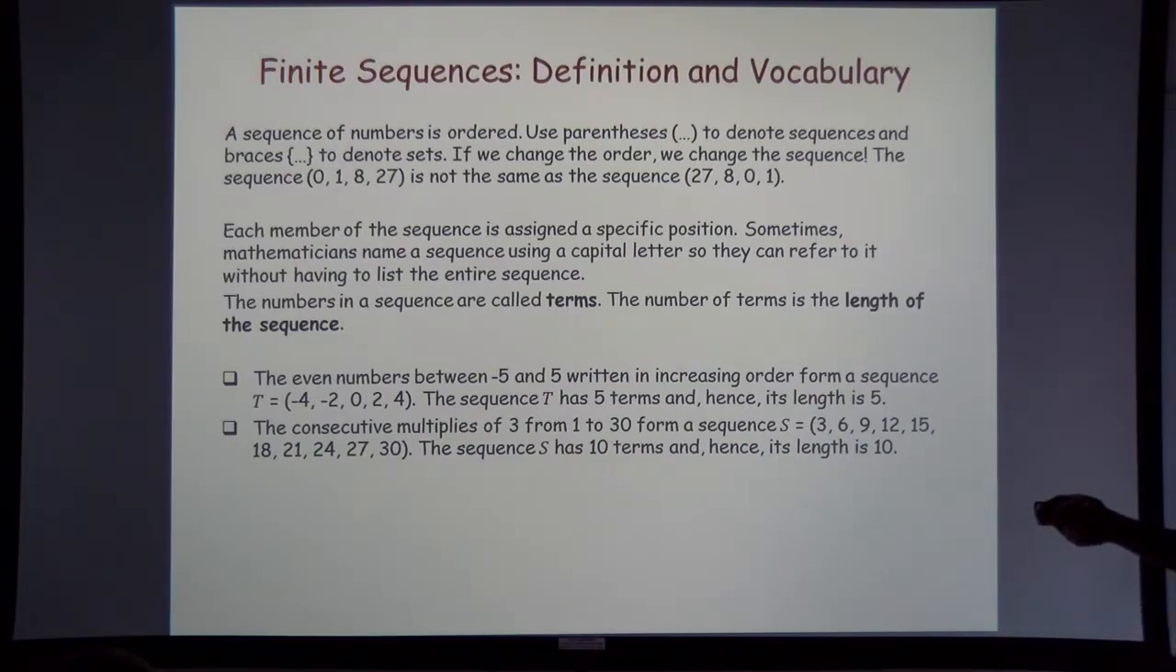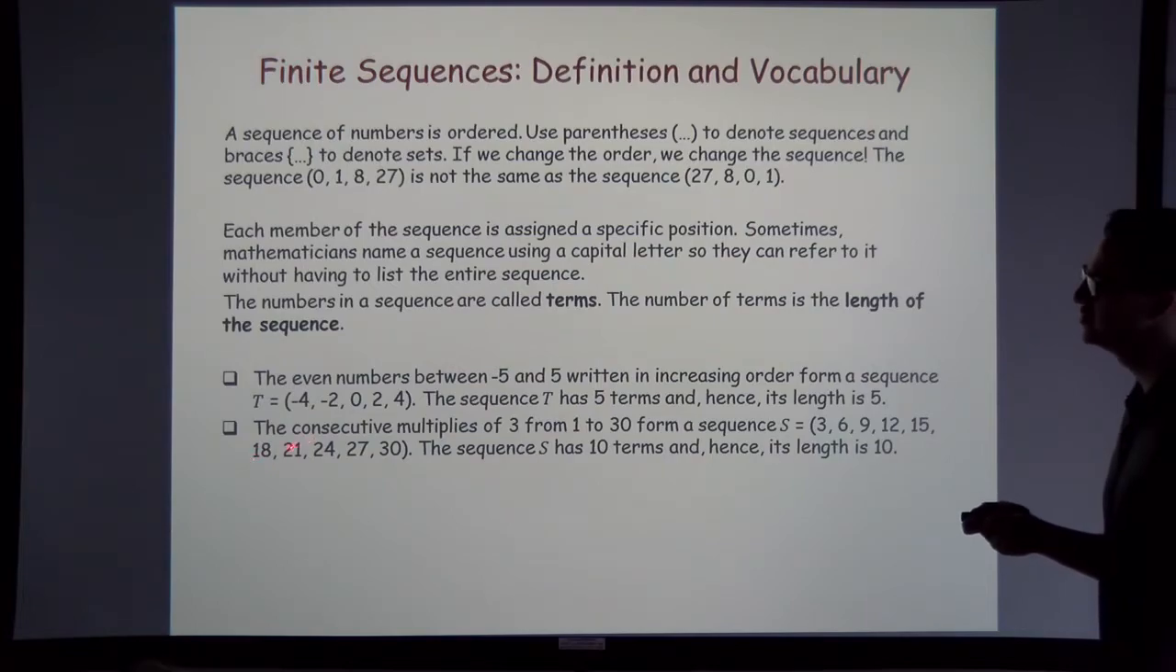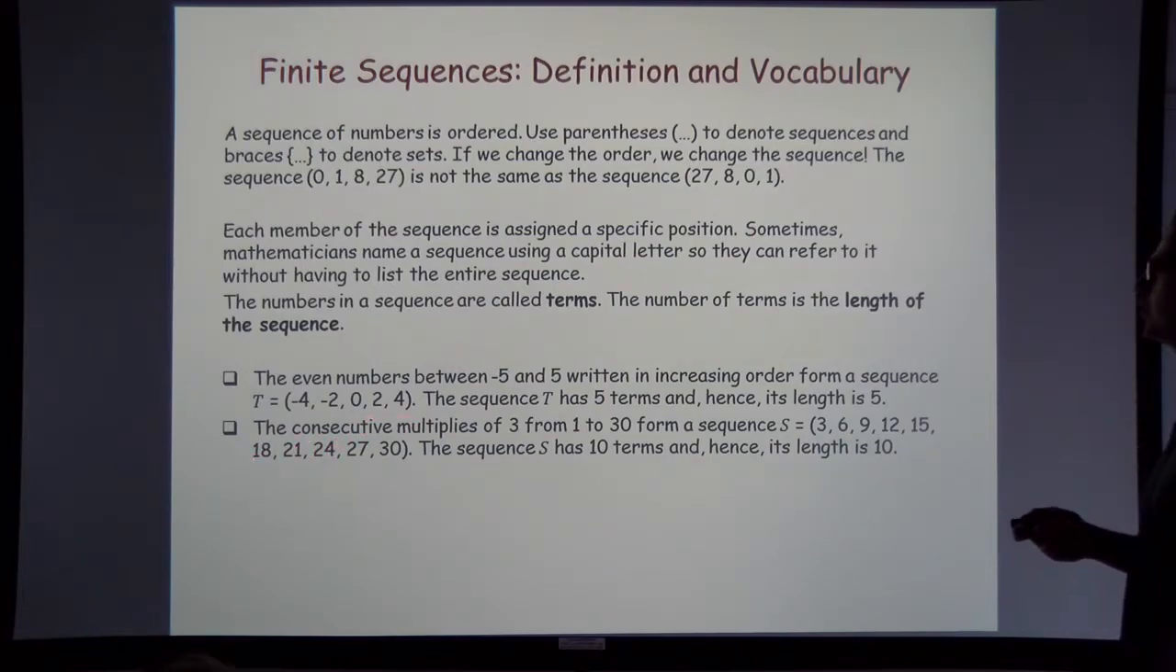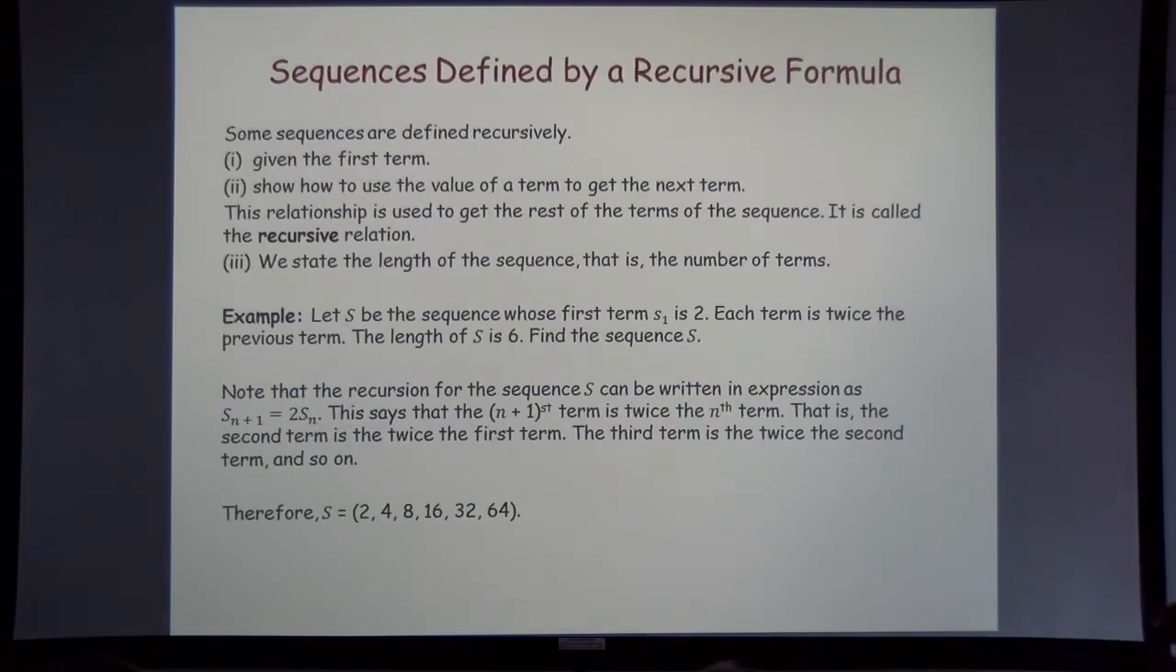Consecutive multiples of 3 from 1 to 30, we have sequence S to be 3, 6, 9, 12, 15, 18, 21, 24, 27, and 30. So our sequence S has 10 terms, so hence the length of it is 10. So all you're doing is counting the amount of numbers in your sequence to say how long it is.